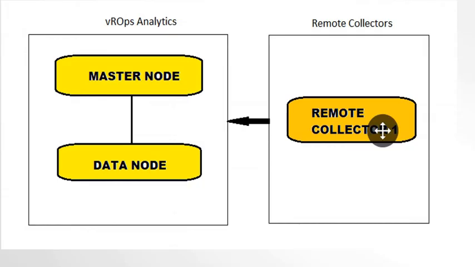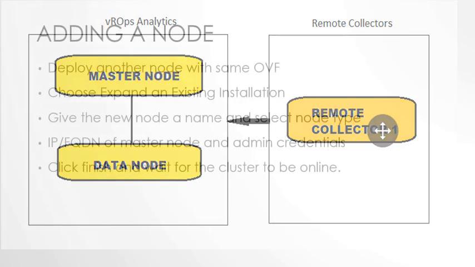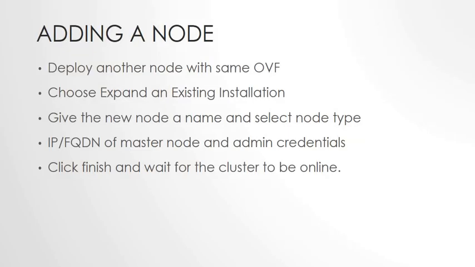So guys, at this point of time, we have deployed one master node, one data node, and a remote collector node. The other steps in the series could be adding other data nodes to expand your vRops cluster. Just for the sake of your knowledge, I'm listing down these additional steps that you require for adding an extra node to your vRops cluster.